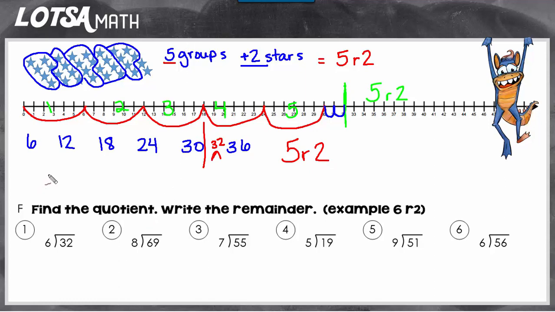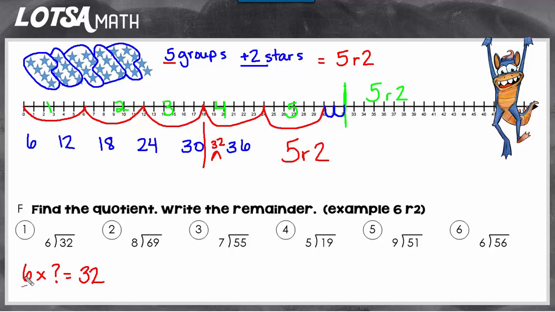There's one more strategy that, if you're really good at multiplication, would be useful for you. What you do is, instead of thinking about division, you do the opposite, multiplication. You ask yourself, 6 times what equals 32? And this works just because of the fact families.